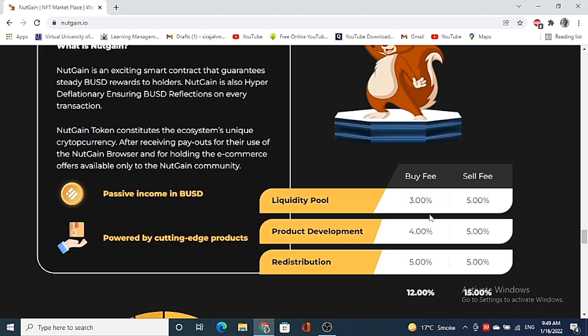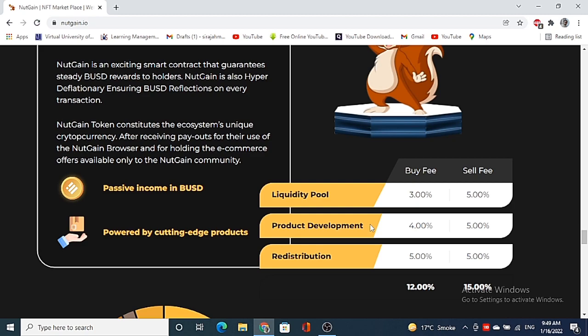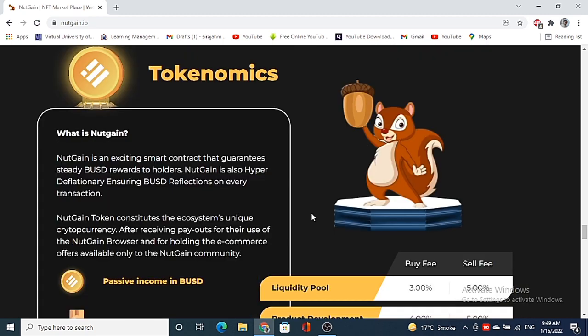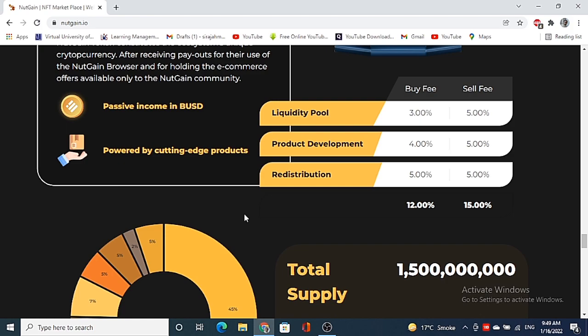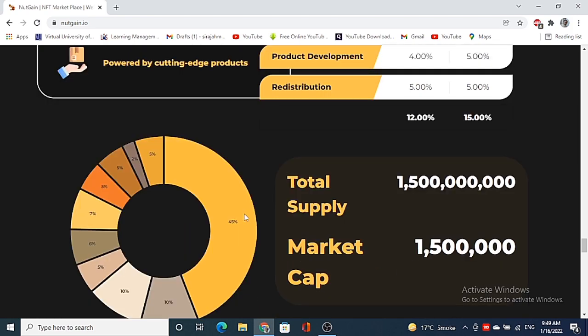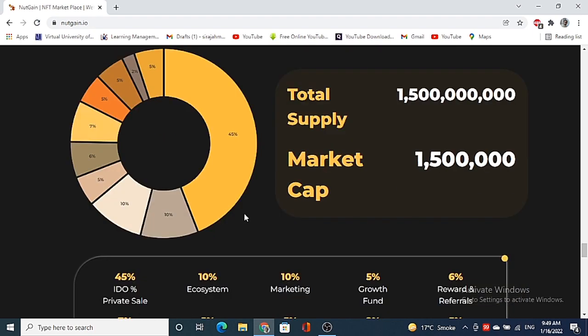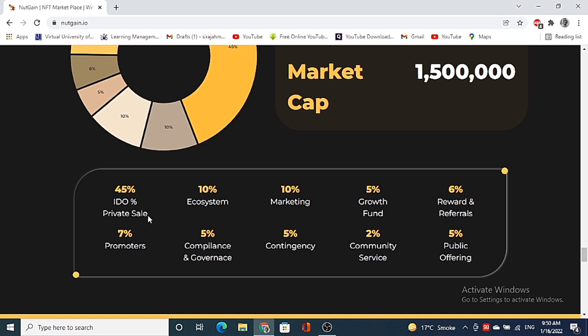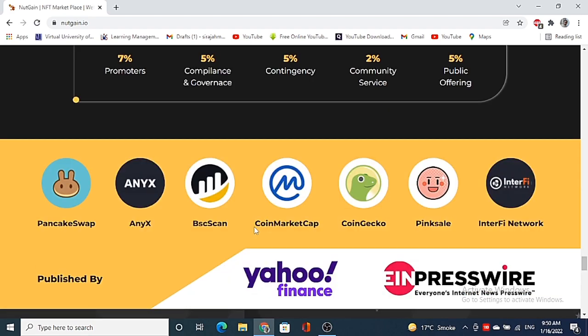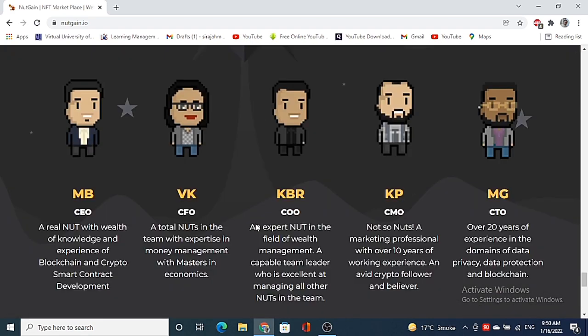Tokenomics: liquidity pool fee 3%, selling 5%, product development 4%, buying and selling 5%, redistribution is at 5% and selling 5% as well. Looking at the tokenomics reflections, 45% is going to be IDO, 10% to the ecosystem, 10% to marketing, growth fund will be 5%, rewards and referrals 6%, and 7% will be going to the promoters. Compliance and governance 5%, contingency 5%, community service 2%, and 5% will be dedicated to the public offerings.